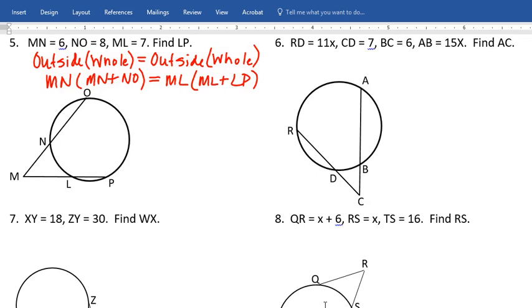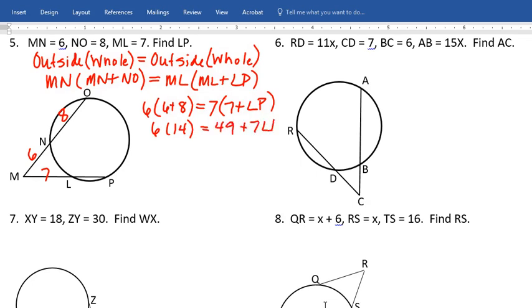Now we're going to go ahead and put our measurements on here. So MN was 6, NO was 8, ML was 7. So we're going to do 6 times 6 plus 8 and set that equal to 7 times 7 plus LP. This will be 6 times 14, and this is 7 times 7, which is 49, plus 7 LP. 6 times 14 is 84. Still got our 49 plus our 7 LP over here.